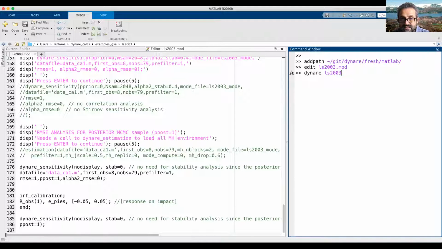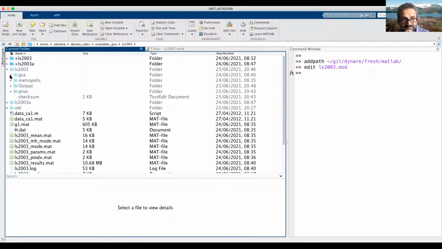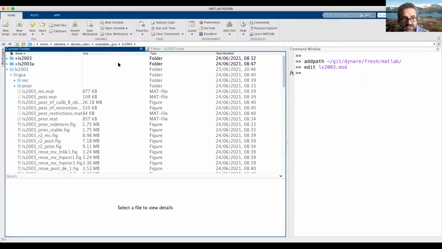Okay, actually, or maybe I directly show you the results instead of running it, because in the end you need to learn also how to browse the results. So you know that Dynare generates a directory with the same name of the mod file that stores all the results. And then if you do sensitivity analysis, there is a GSA, Global Sensitivity Analysis subdirectory, which stores a lot of things.